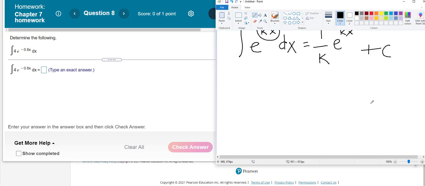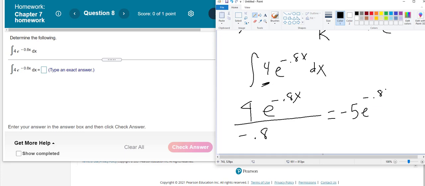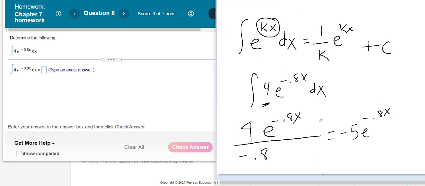Okay? So when we get ready to do the integral of 4 e to the negative 0.8x dx, it means we've already taken the derivative. So here's our 4 that's already here. We're going to have to divide by negative 0.8 and multiply by e to the negative 0.8x. Now, to make sure this is right, just reverse that and take the derivative.